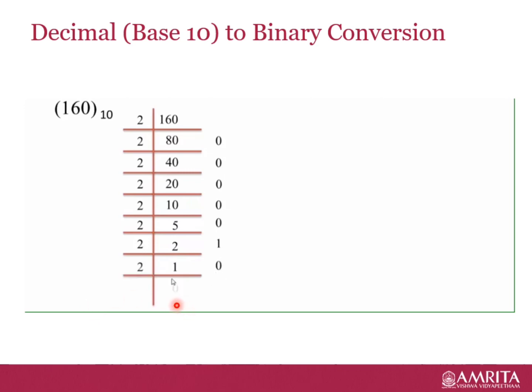Now you can see that the quotient is now 0, and the binary equivalent is nothing but the remainders put in the reverse order. So 1, 0, 1, 0, 0, 0, 0, 0 to the base 2 is the binary equivalent for the number 160.